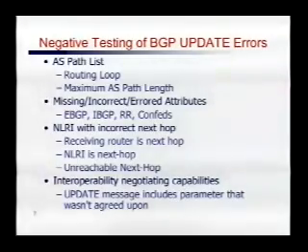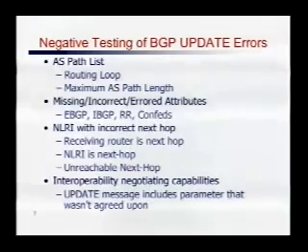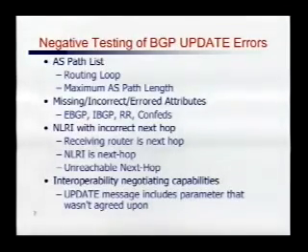So starting with update errors, when you do negative testing with BGP, you want to do bad things with your AS path list when you're doing testing. You want to create routing loops in the AS path list. You want to do testing with the maximum AS path length, first determining in fact what that maximum length is. You want to send update messages with missing, incorrect, errored attributes. You want to do this for different types of peering sessions, eBGP, iBGP, route reflectors, confederations if you're using those. So you really want to mess around with the update packet.